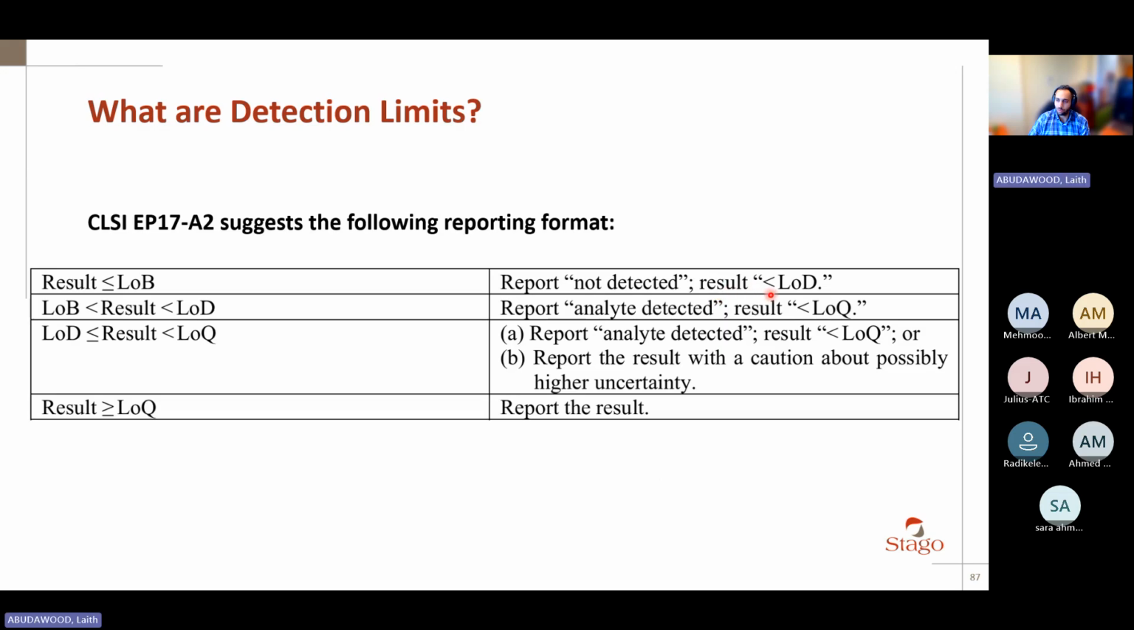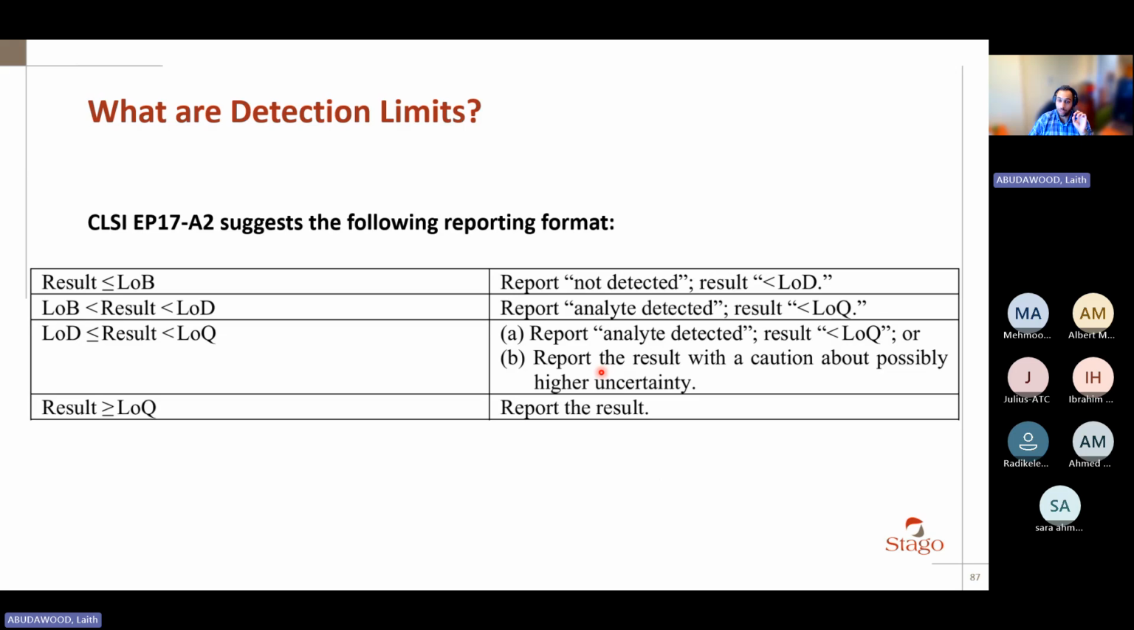Does Stago give you the limit of blank? No, because again, in general in coagulation it is not relevant. For results between the limit of blank and LOD, we say they are detected or absent. That's it. We do not give a quantity. For results between the limit of detection and the limit of quantification, you have two choices depending on what the customer wants. Either the user can say detected or absent, or they can report less than the limit of quantification, or they can report a number, not just present or absent.